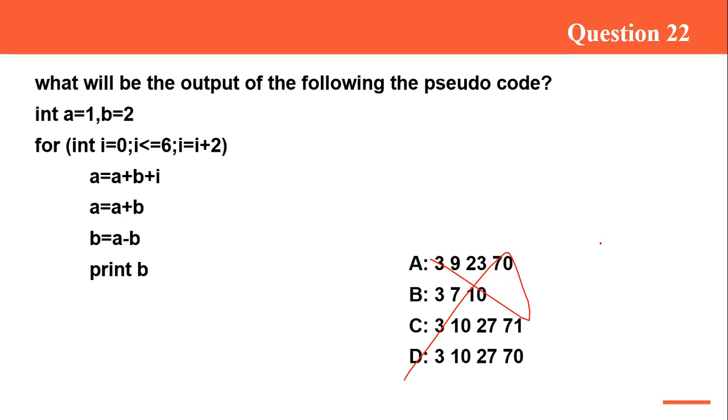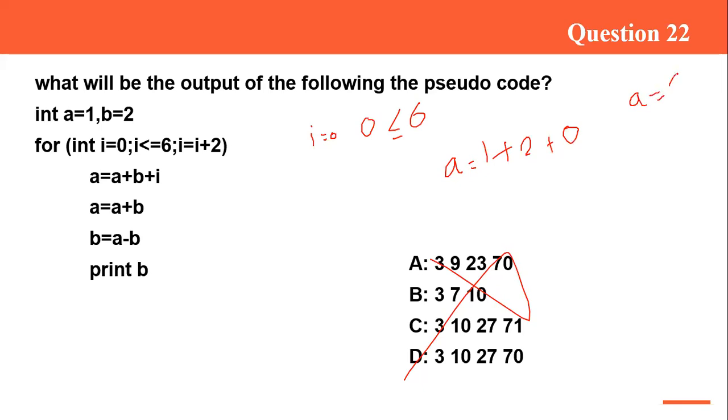Okay, let's check it. Listen, everyone. I is initially 0. 0 less than or equal to 6 is true. As it is true, we'll enter inside. Inside that, A is equal to A plus B plus I. A is 1, B is 2, and I is 0 right now. So 1 plus 2 is 3. So A value right now is 3.